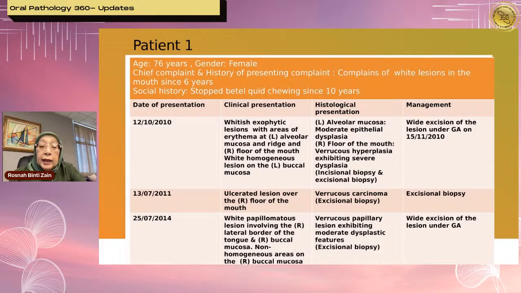And in July, another ulcerated lesion over the right floor of mouth. This is a new lesion, and that turned out to be verrucous carcinoma. Whilst in the same month, three years later, we also had a white papillomatous lesion, which was actually diagnosed as verrucous papillary lesion or verrucous hyperplasia, exhibiting moderate dysplasia, but it was excised at that time.